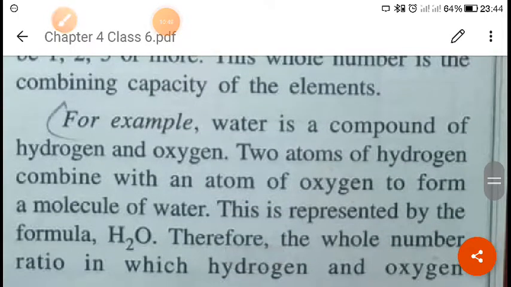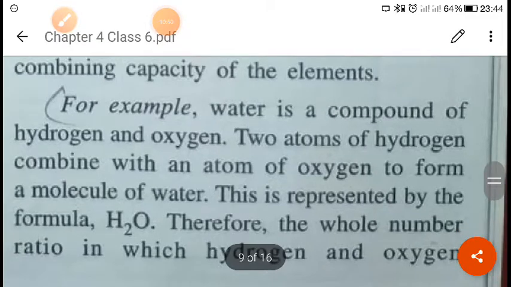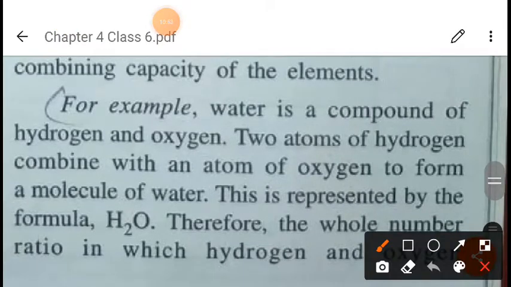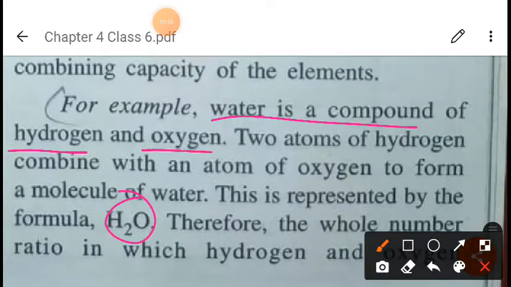So now next is what? For example, here the example of water is given, okay? So where you see water, what is it? It is a compound, right? And it is made up of hydrogen and oxygen, right? And in that compound you will see that two hydrogen atoms are there, okay, and one oxygen atom is there, right? And when they combine, they form a molecule of water, right?